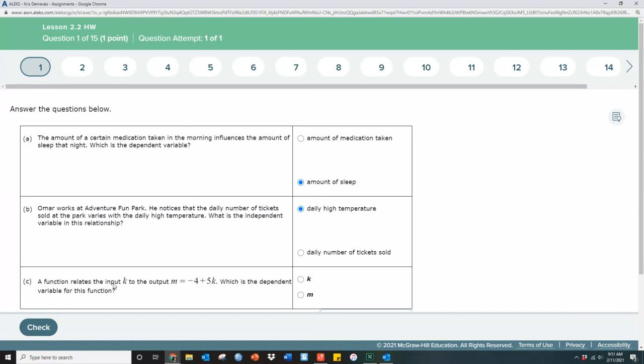Well, the dependent variable is always going to rely upon the input, or independent variable. So therefore, we have the dependent is M here. So that's how that works. Just think about it. Input would be independent, so K has to be independent. Therefore, by default, the dependent has to be M.